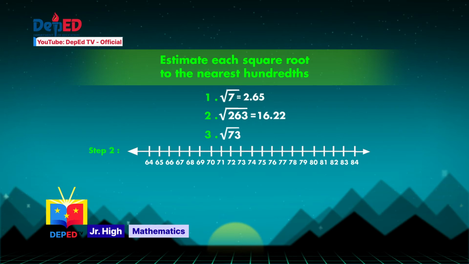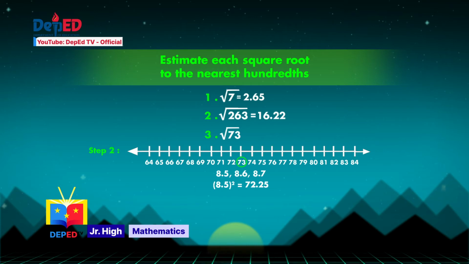Step 2. If we measure the distance of 73 from 64 on the number line, that would be 9 units, while the distance of 73 from 81 is 8 units. Since 73 is almost at the middle of 64 and 81, we must consider that the decimal part may be 0.5. So we will try 8.5, 8.6, and 8.7.